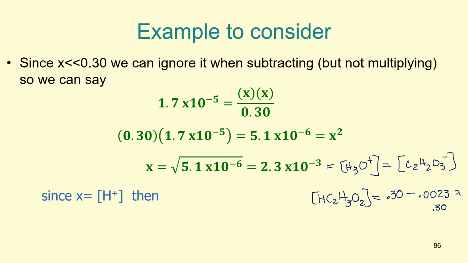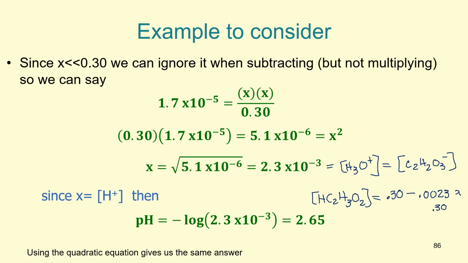And now, because we know H3O plus, we can find the pH of the solution. And clearly, this is much less acidic than it would be if it was a strong acid, because it's not dissociating completely. If you were to solve the quadratic equation, I did solve the quadratic equation and I got exactly the same answer, 2.65. So you don't have to solve it. Obviously, we're making these assumptions so we don't have to solve it. But just to show you that because it's less than 5% dissociation, the quadratic equation will give us the same answer. So we're close enough.